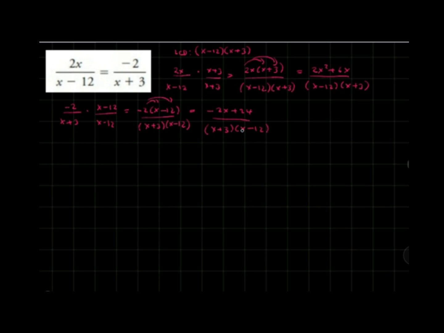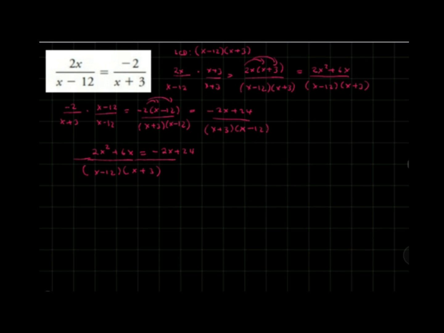So now I'm going to plug this back into the equation. We get 2x squared plus 6x over x minus 12, x plus 3. And because this is the same denominator, I'm going to just make it one full denominator for the two. And you get this is equal to negative 2x plus 24.